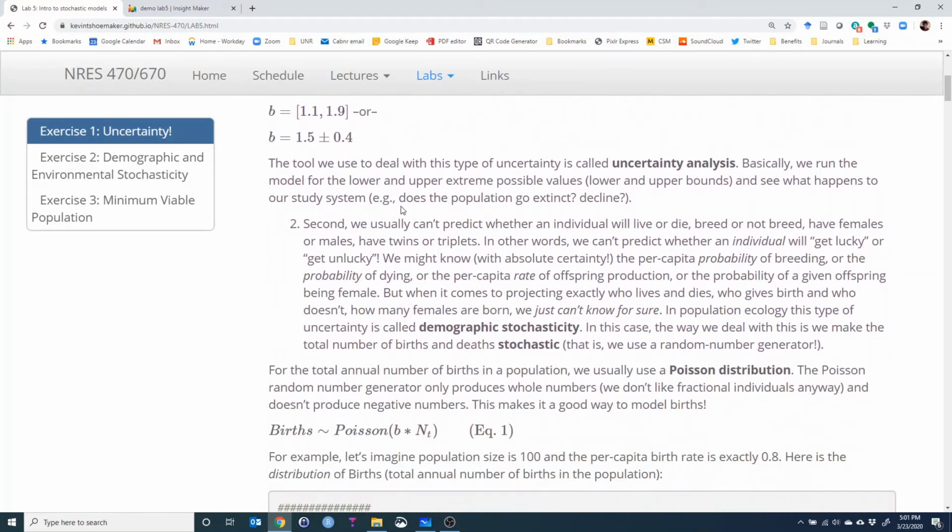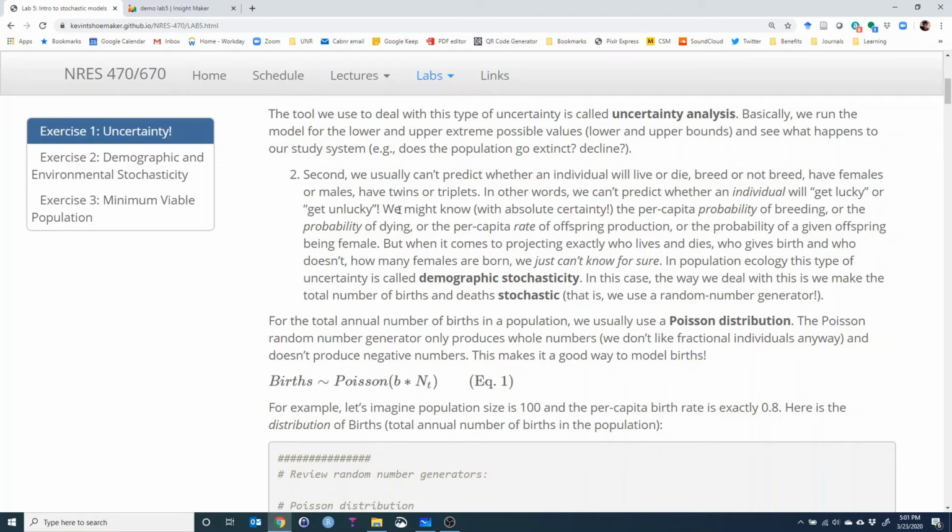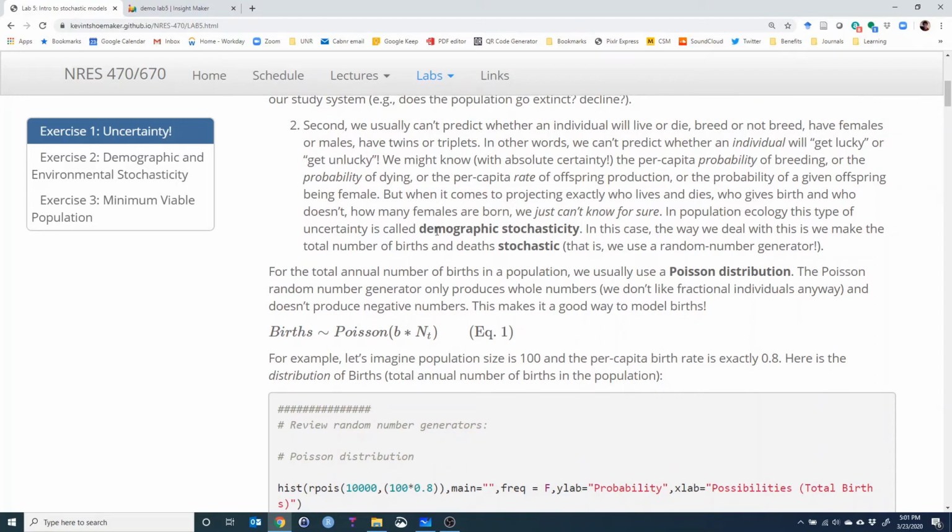So the second type of uncertainty is what we call demographic stochasticity. Even given that we know what the per capita vital rates are, that we know the probability of dying, we know the per capita rate of offspring production, even so, we don't necessarily know how to predict who's going to live, who's going to die, and how many offspring are going to be produced by each female. That's called demographic stochasticity, and the way we deal with that is to use stochastic random number generators.